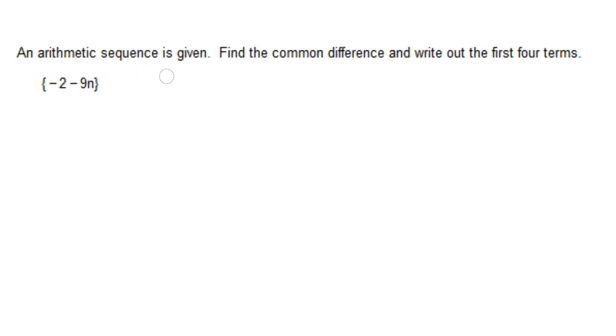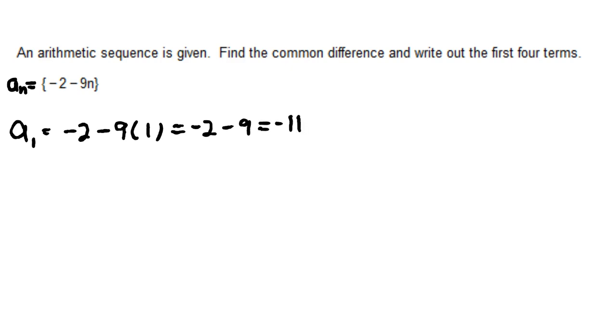An arithmetic sequence is given. Find the common difference and write out the first 4 terms. Let's write the first 4 terms of our sequence first. So I'm going to call this sequence a sub n, and the first term of our sequence will be a sub 1. We're going to get that term of the sequence by substituting a 1 into this expression. That's negative 2 minus 9 times 1. That simplifies to be negative 2 minus 9, which is negative 11.